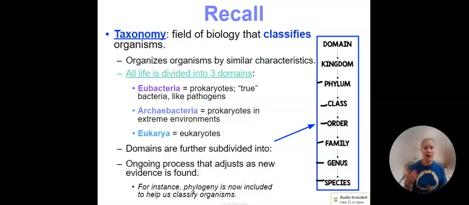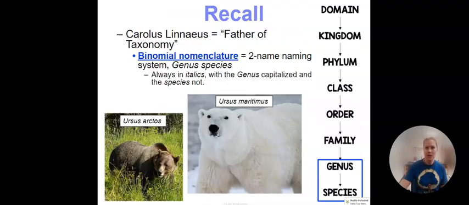Again, this is an ongoing process that can change over time as new evidence is found or discovered. For instance, phylogeny can now be included to help us classify organisms. And remember Carl Linnaeus? He gave us binomial nomenclature, the 2-name naming system, so genus and species. If 2 organisms share a genus, we know they are closely related. Ursus arctos and Ursus maritimus are both within the same genus. They're not the same species, but they're like cousins.